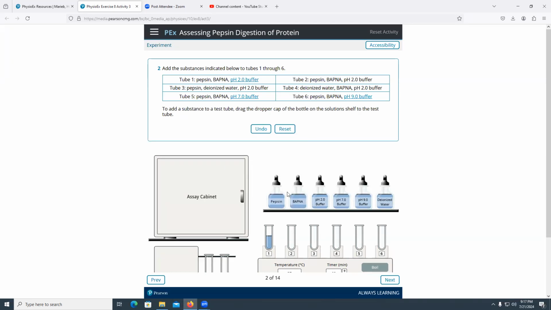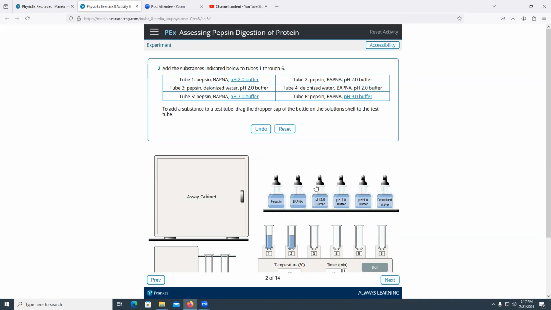Let's look at two. You have pepsin, that's my enzyme. You have BAPNA, that is my substrate, and the pH 2 buffer. So that is the same thing as tube 1. So we should expect 100% reaction.